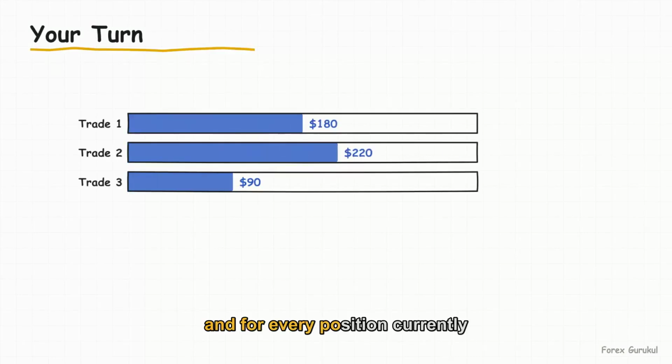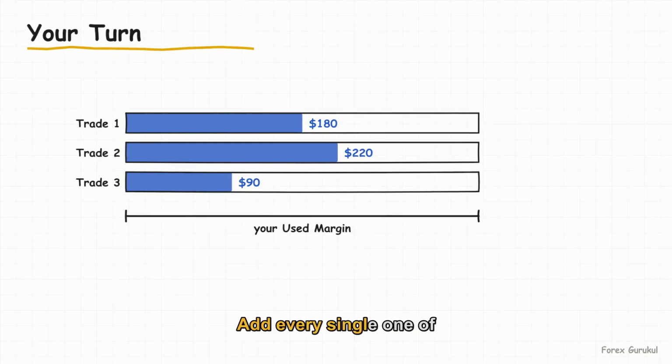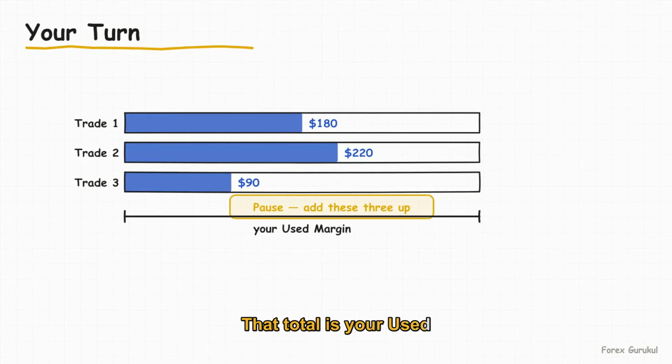Now you try it, pause the video right here. On your own account, real or demo, open your trade list and for every position currently live, find its required margin. It's usually sitting right there in your trade panel, sometimes labeled margin, sometimes shown per position. Add every single one of those numbers together, in your head or on paper. That total is your used margin. Got a number? Good, hold on to it.